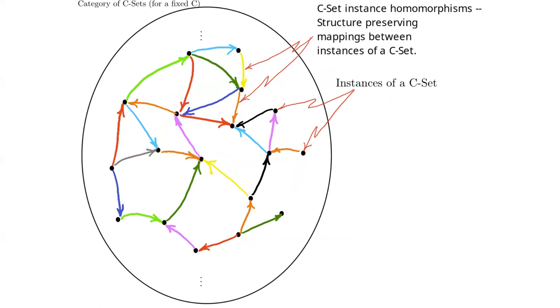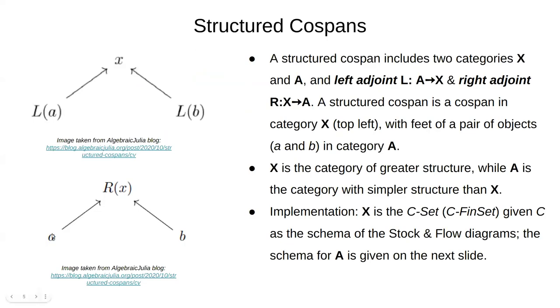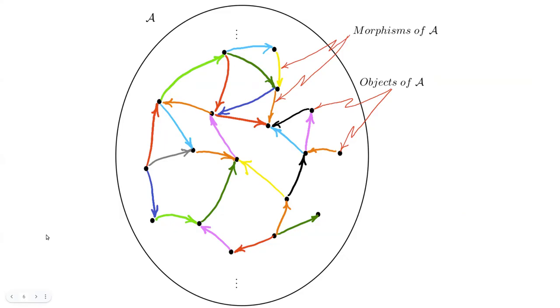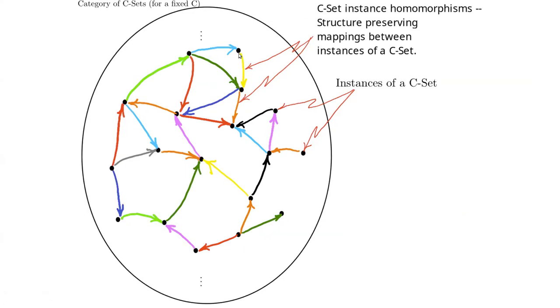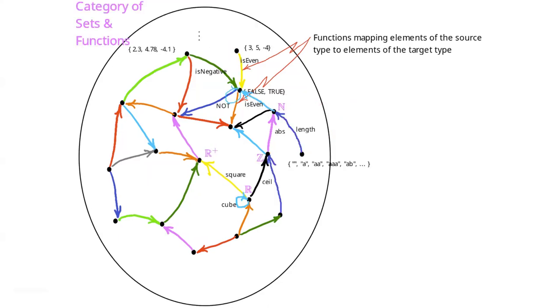So imagine this. Imagine, for example, that the simpler interface, the one associated with the feet, is a CSet. You could imagine that, right? These objects are instances of a CSet, and these morphisms are mappings between these CSet instances, which are CSet homomorphisms. Do you remember that? Like homomorphisms between dynamical systems, or homomorphisms between graphs, or homomorphisms between that little agent-based one that we looked at, right? These could be different types of CSets. Are we comfortable with that?